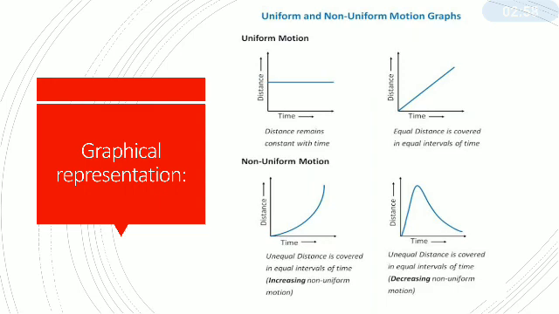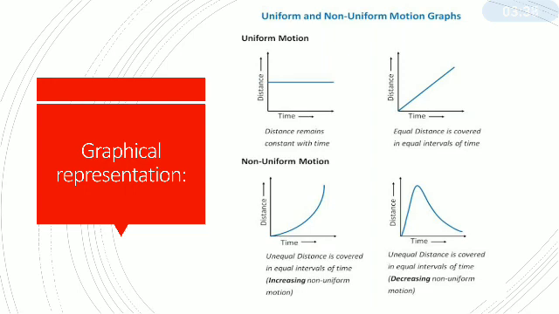Now the graphical representation of uniform and non-uniform motion is given below. These are the distance time graphs for uniform motion and non-uniform motion. The first graph shows that distance remains constant with time. And in the second graph, it is shown that equal distance is covered in equal intervals of time. Now for non-uniform motion, the third graph shows unequal distance is covered in equal intervals of time, or increasing non-uniform motion. As you can see, the graph is a little bit curved.